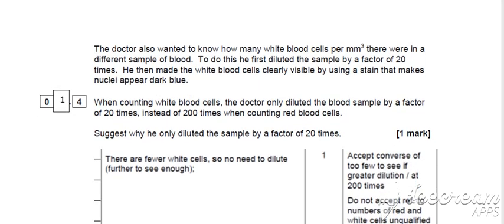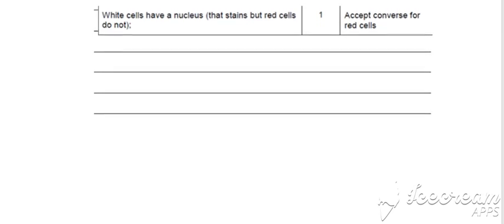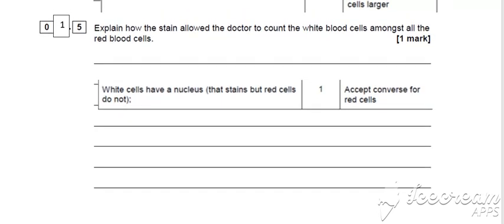So it's the idea that if there was a nuclei, it would appear dark blue, and that helps them distinguish between those cells, because white blood cells will have a nucleus that will stain blue. Any of the cells that don't have a nucleus, such as the red blood cells, will not stain blue. So the idea that those white blood cells have a nucleus.